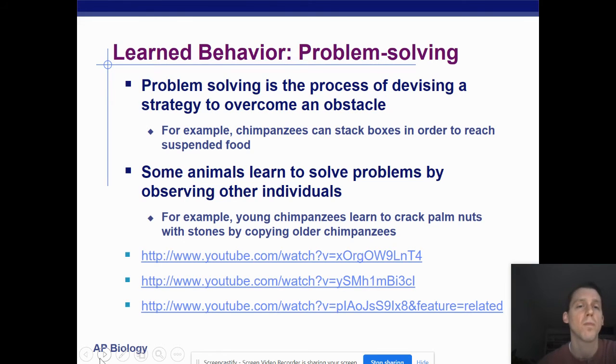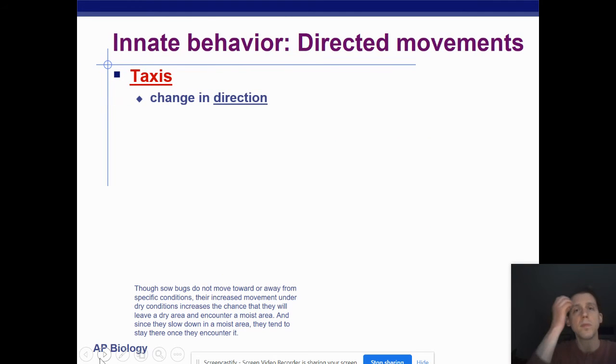Some animals learn to solve problems by observing other animals, like young chimpanzees. They learn to crack palm nuts with stones, heavy stones. It has to be the right size, and they do that by copying older chimpanzees that show them what to do.